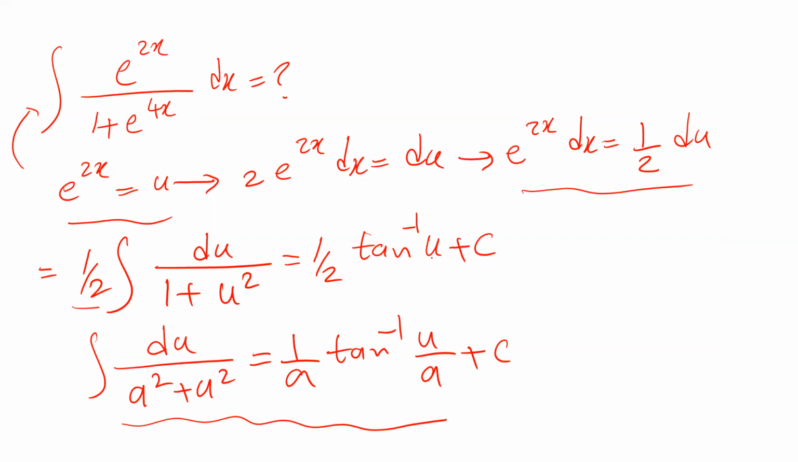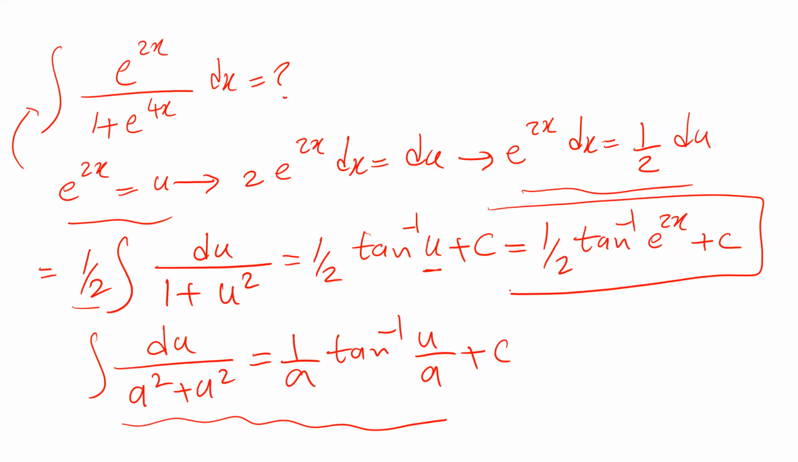Here, all you need to do is substitute the parameter u with its definition, u equals e^(2x). Therefore, this will be equal to 1 divided by 2 tangent minus 1 of, instead of u, e to the power of 2x, plus c, which is the constant of the integral. And that is the solution to our integral. I hope you found this video helpful.